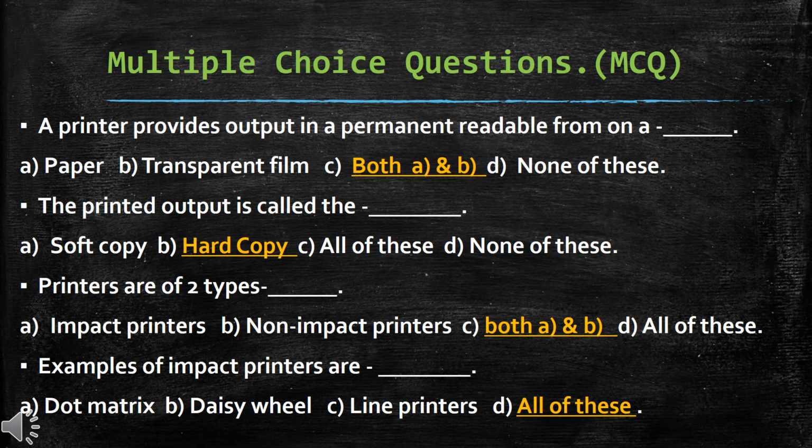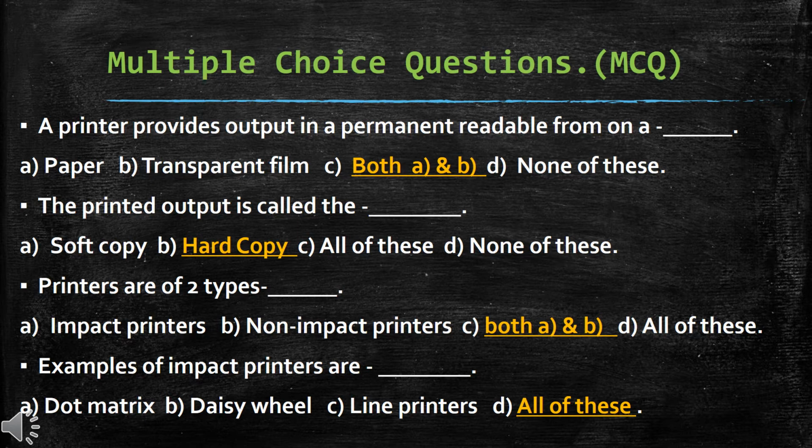The next MCQ is: a printer provides output in a permanent readable form on a dash. Paper, transparent film, both A and B, none of this. The answer is both A and B. The printed output is called dash. Soft copy, hard copy, all of this, none of this. The answer is hard copy.